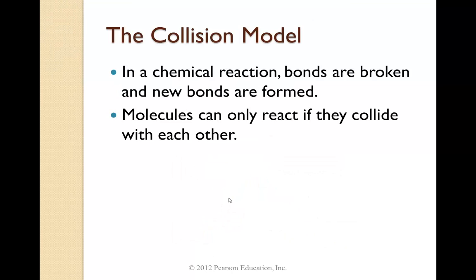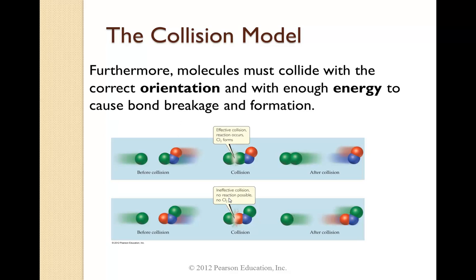In a chemical reaction, bonds are broken and new bonds are formed. Molecules can only react if they collide with each other. Furthermore, molecules must collide with the correct orientation and enough energy to cause the bond to break and to form a new one. So for instance here, we have two molecules that are colliding. Notice that the green ones are facing each other. This collision is allowing the reaction to occur. However, if it's not colliding in the right spot, no reaction occurs and they still stay the same.